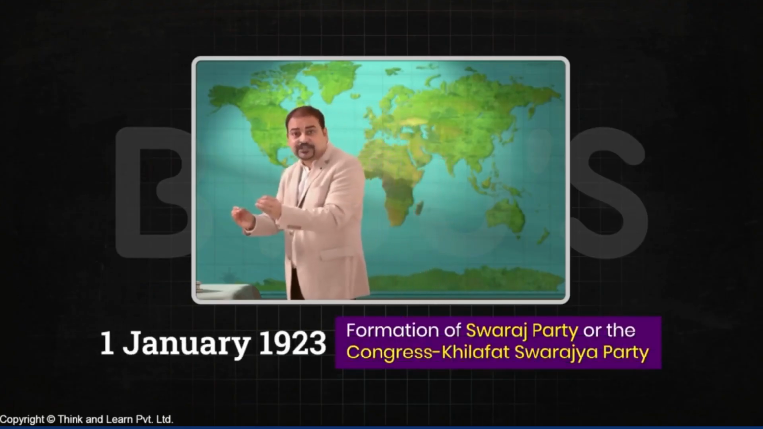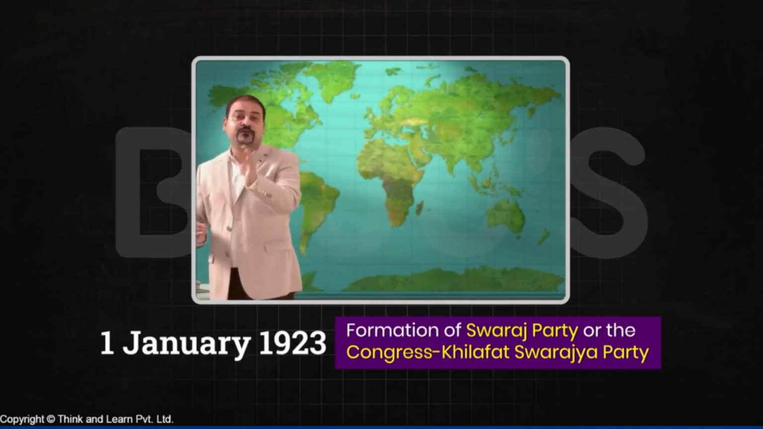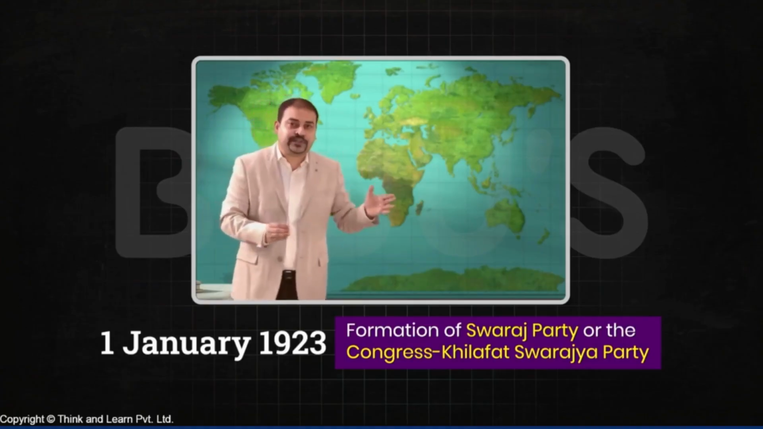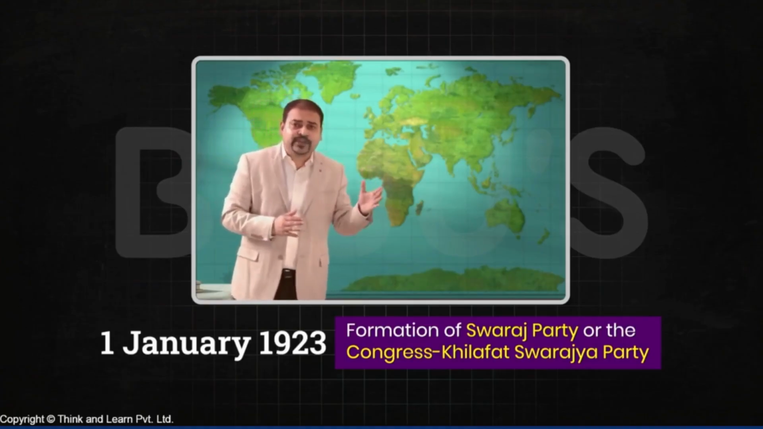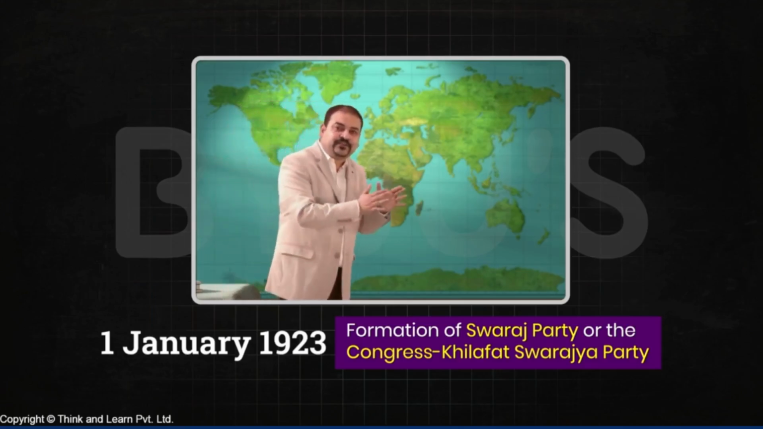Motilal Nehru and Chittaranjan Das wanted to end the boycott of legislative councils and use it as a platform for political struggle and to arouse popular enthusiasm. Difference in opinion over the question of council entry had led to the formation of the Swaraj Party, or specifically the Congress Khilafat Swaraj Party, on 1st January 1923. And after a few years, this party eventually merged with the Congress in 1930.